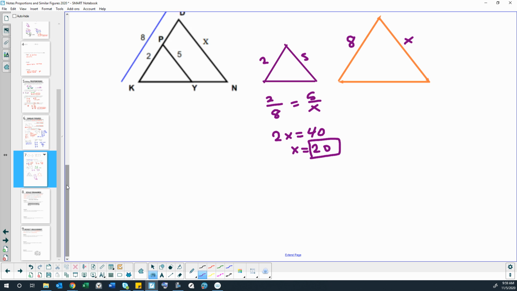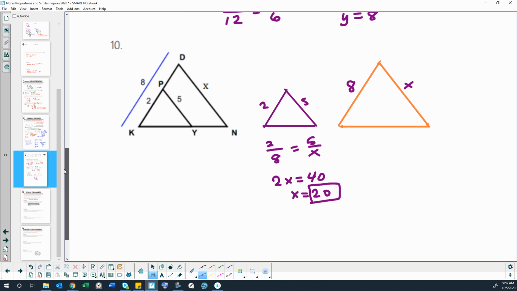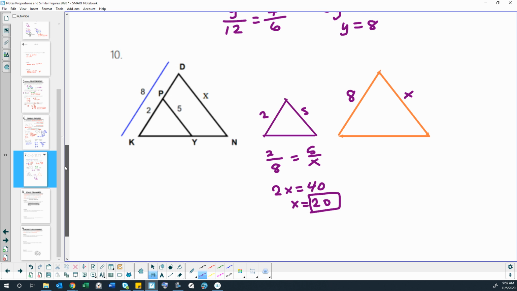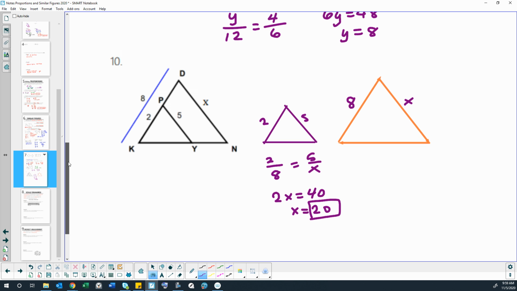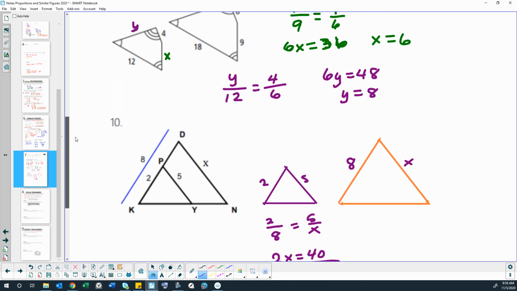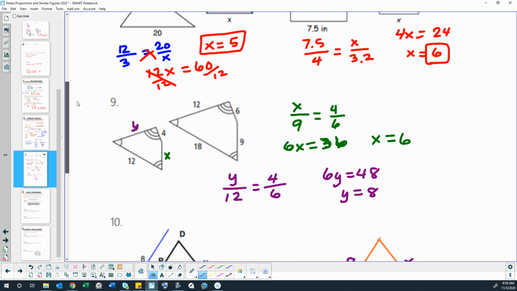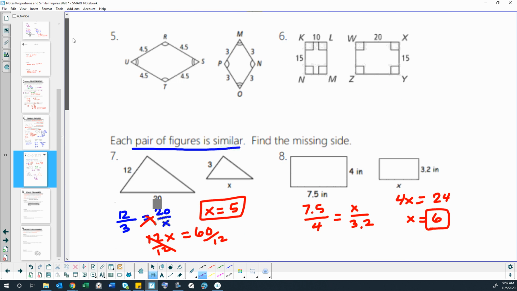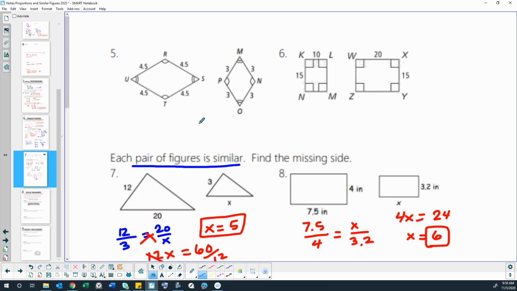Okay, as promised, I'm going to go back really fast to questions, I think it was 5 and 6, just to give you the answers for those, so you can check your work. And meanwhile, here's how we use similar figures to solve stuff that we don't already know. That comes in handy when we do what we call indirect measurements or scale drawings. We're going to look at those next.